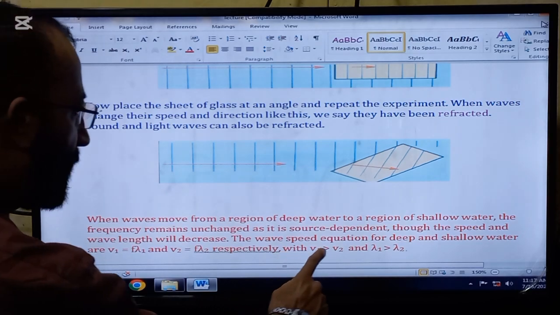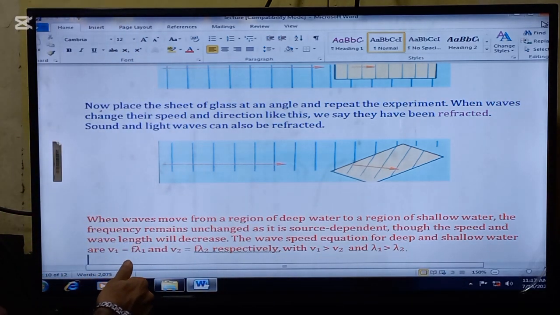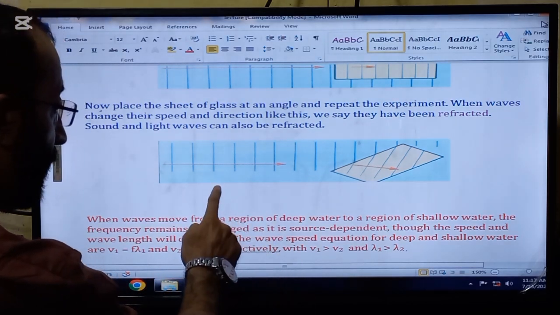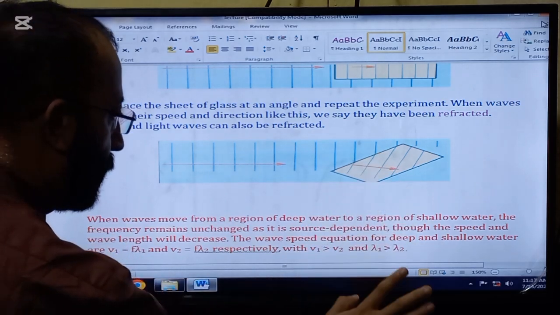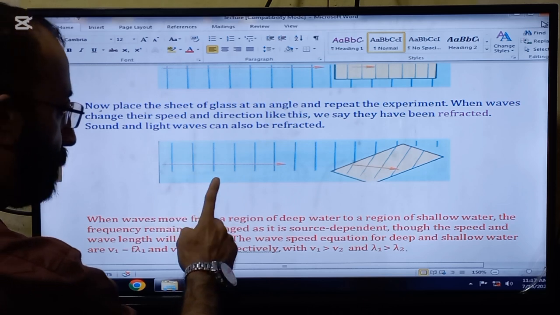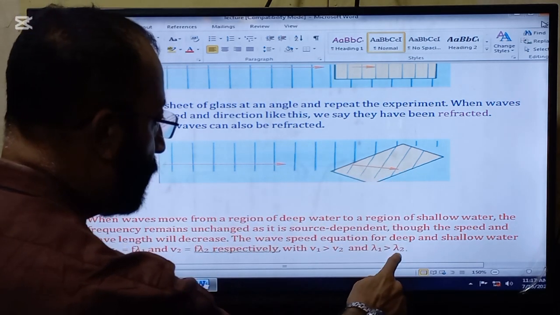The wave speed equations for deep water and shallow water are V1 = fλ1 and V2 = fλ2 respectively. Here in deep water the speed will be greater than the speed in the shallow water. Also, the wavelength in the deep water will be greater than that of the waves in the shallow water.